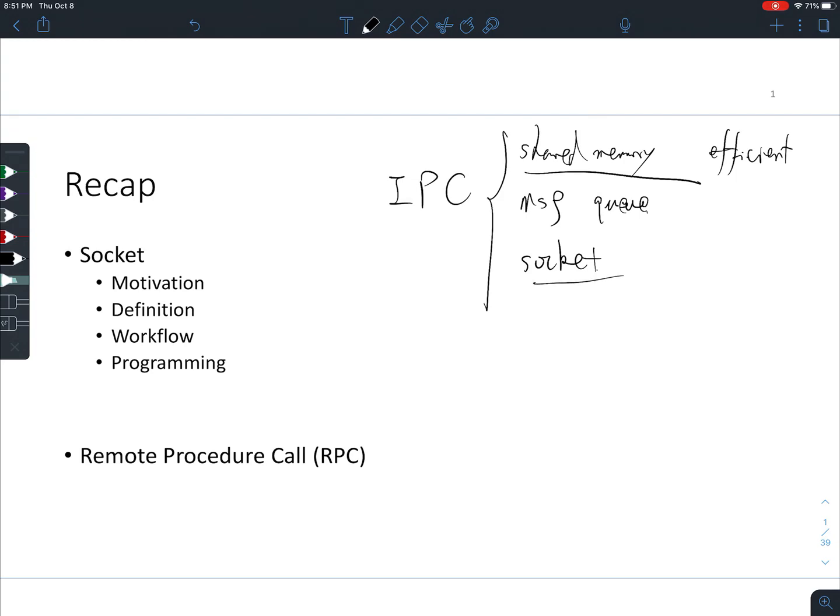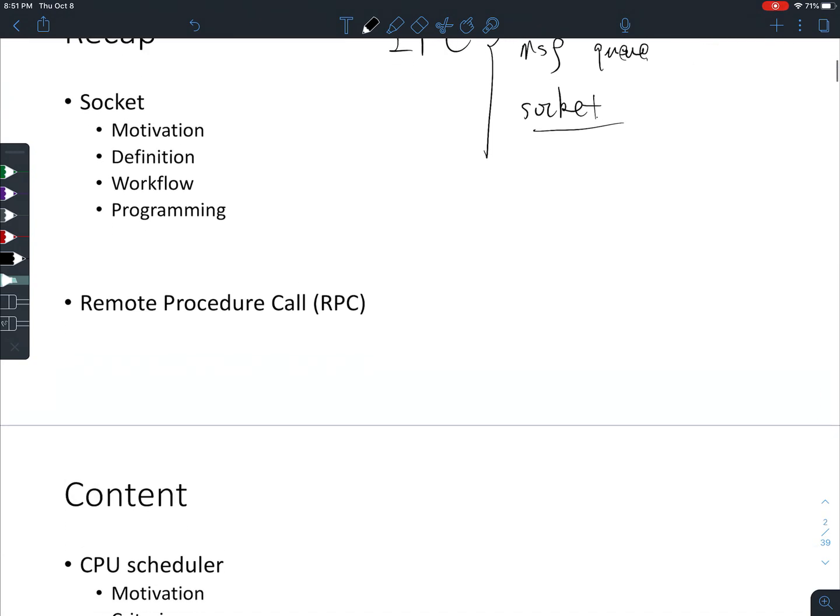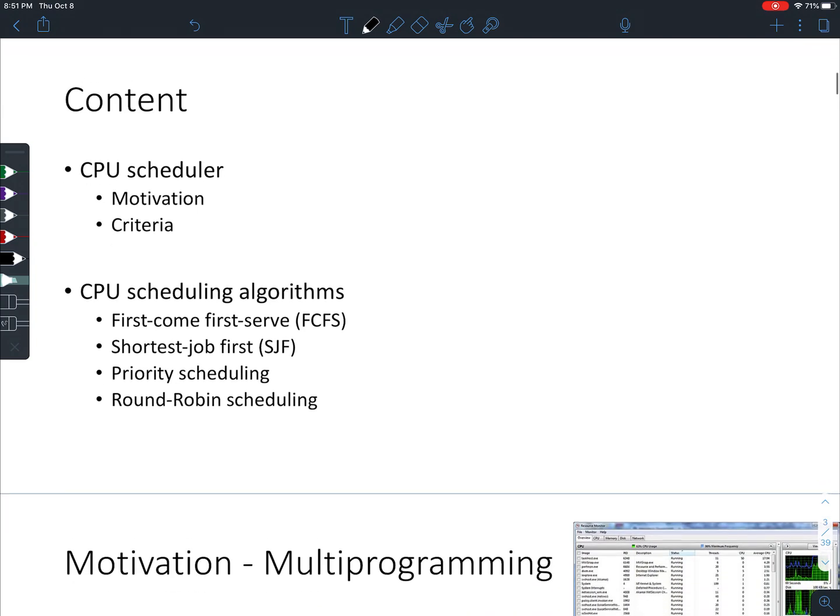For socket, we say that normally we use a pair of sockets as a pair of agents or representatives for two processes on two different computers or hosts to communicate. However, it's possible that we use this for two processes that reside on the same computer. That is also fine. In that case, we just use socket for interprocess communication, even though this is not very usual.